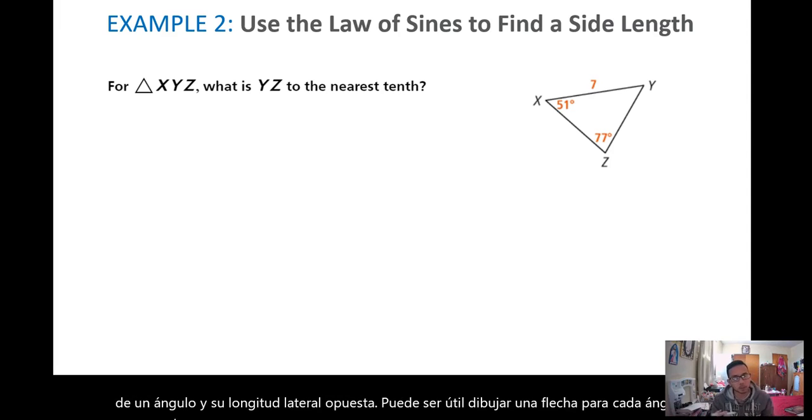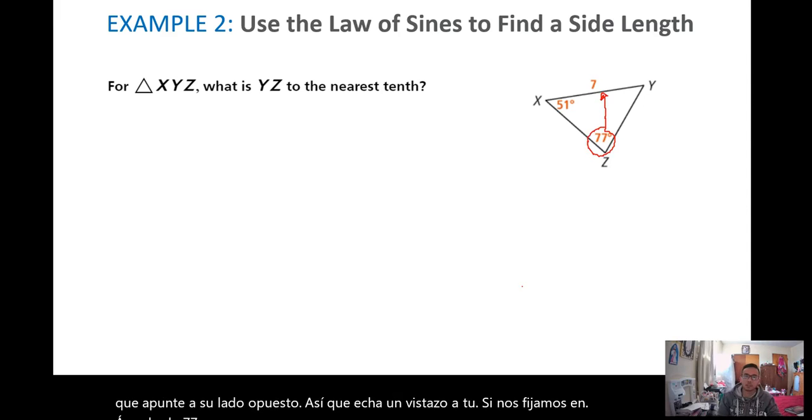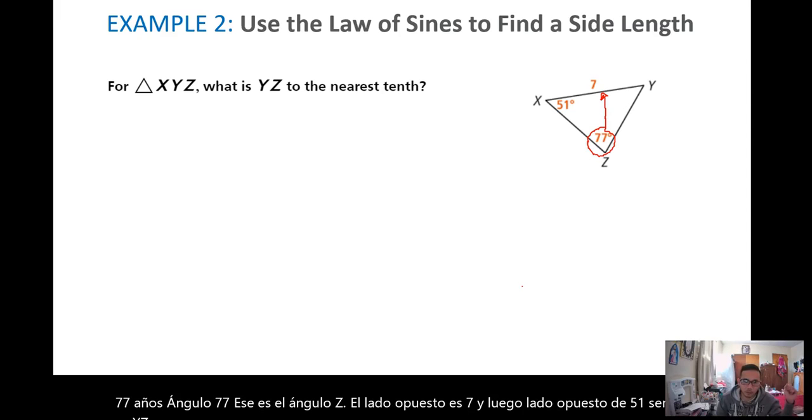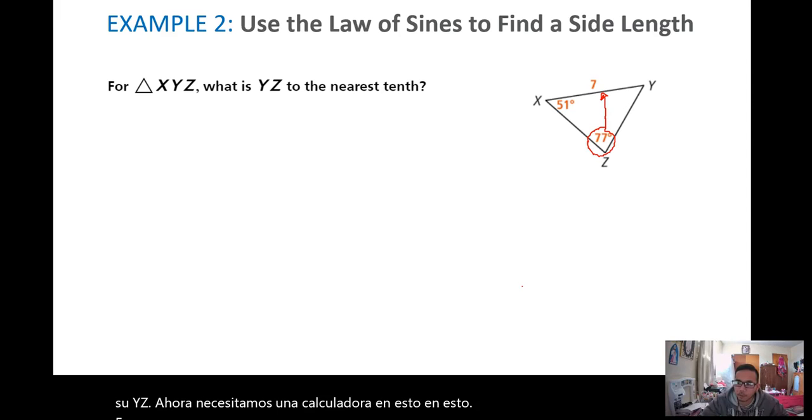It may be helpful to draw an arrow for each angle that points to its opposite side. So if you look at 77 here, angle 77, that's angle Z, the opposite side is 7, and the opposite side of 51 would be your YZ. Now, we need a calculator in this activity, so I'll pull out my calculator.